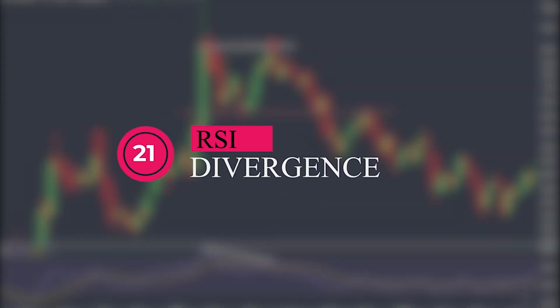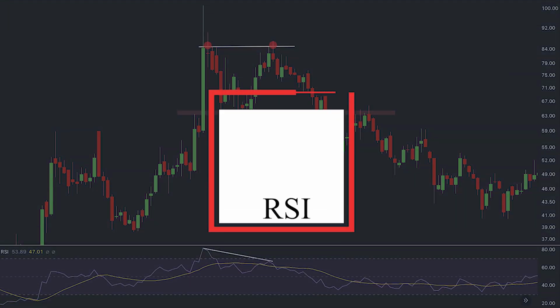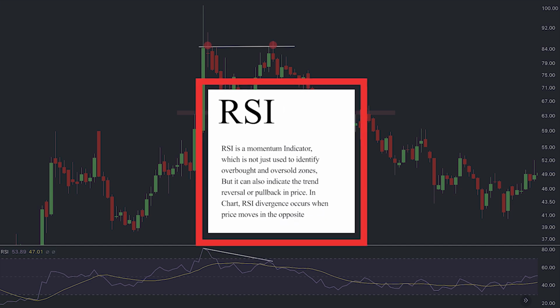Okay, the last strategy that we have for today is RSI divergence. Before we even get started, let me give you an idea of what this thing is and how we can use it. RSI is nothing but a momentum indicator. Okay, you are not going to take any trade based on RSI, but this is an exit strategy.